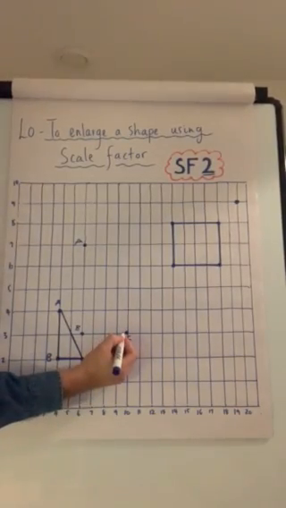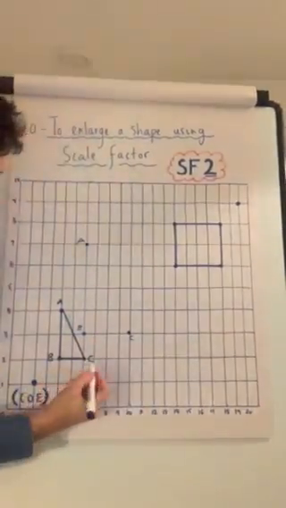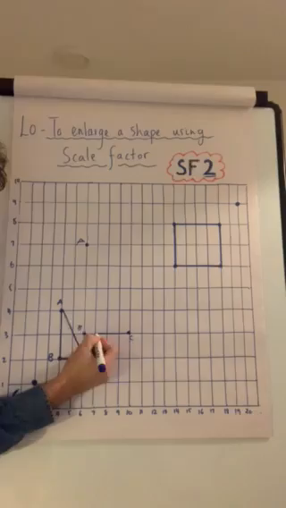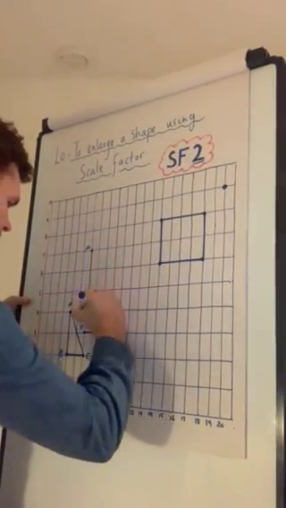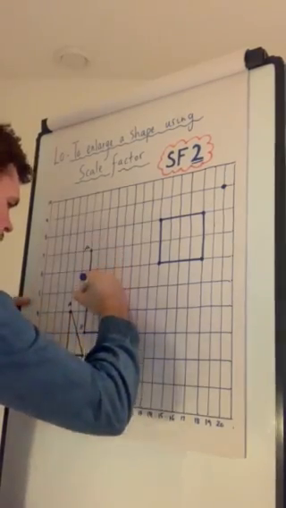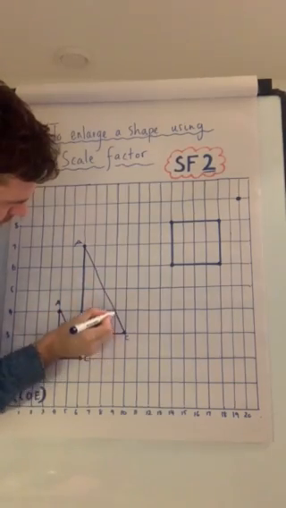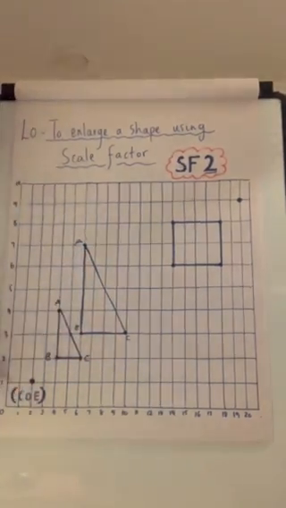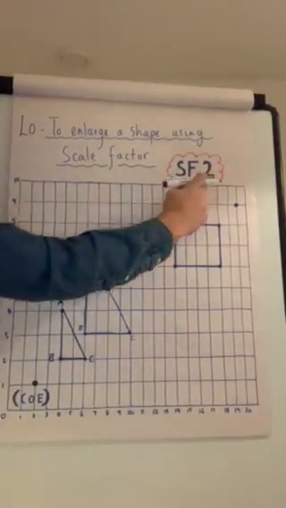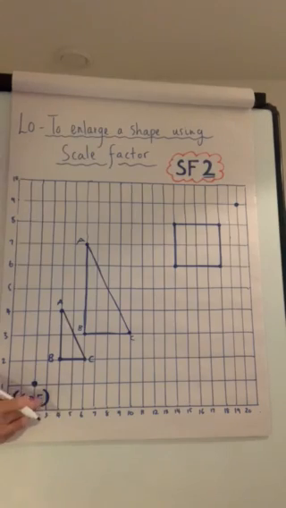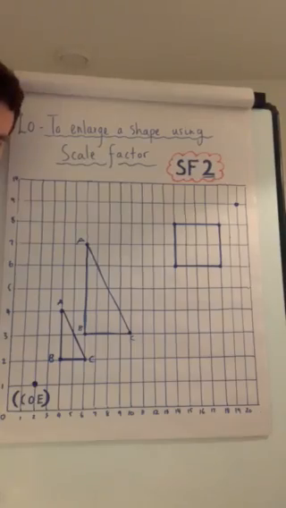All I need to do then is get my ruler. Important point, use your ruler. Mr. Williams hasn't got a ruler big enough, so he's going to do it freehand, but you're going to do it with your ruler. I'm going to join my shapes up, join all the points up. And there we have it. I've enlarged this shape with a scale factor of 2 from the center of enlargement. And this is this shape enlarged by a scale factor of 2.